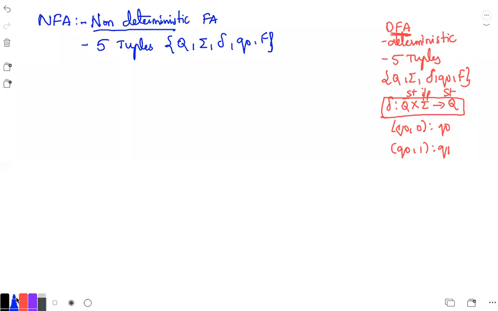Coming back to NFA, we have the same 5 tuples. Q is the set of states, sigma is the input alphabet, delta is the transition function, Q naught is the initial state, and F is the final state. The 5 tuples are the same. The only difference is with the transition function. For NFA, the transition function is Q cross sigma to 2 power Q.